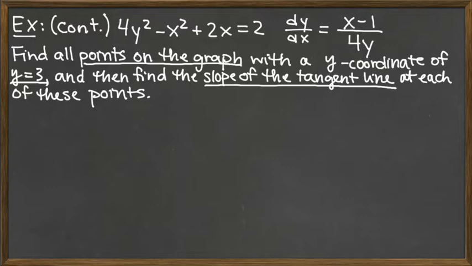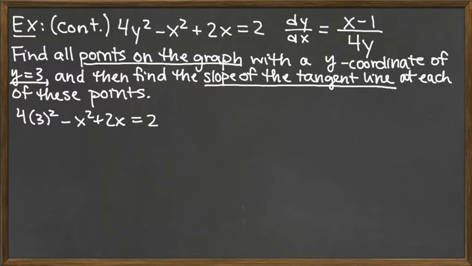And then once we have points, we're going to again want to find the slope of the tangent line at these points. So since we're given a y equals value, we need to plug that in for y. And so we have 4 times 3 squared, plugging 3 in for y, minus x squared plus 2x equals 2. So we see now that the only variable is x. So let's go ahead and continue working with this.